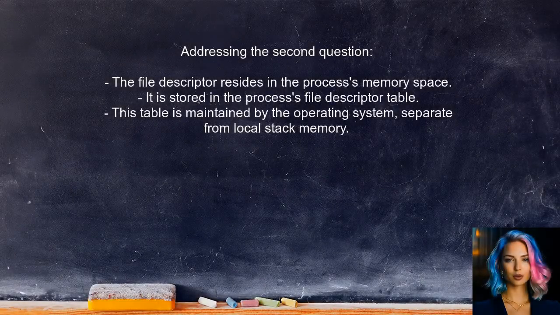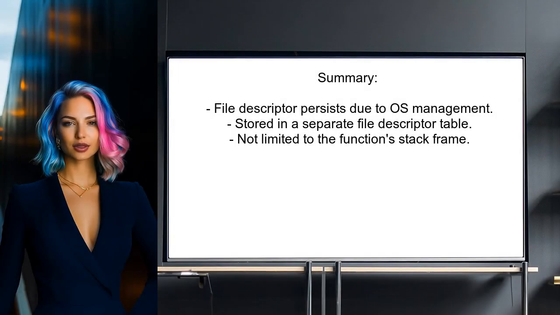Now, regarding the user's second question, the file descriptor resides in the process's memory space, specifically within the process's file descriptor table. This table is maintained by the operating system and is separate from the stack memory used for local variables. In summary, the file descriptor persists after the function call because it is managed by the operating system, and it is stored in a separate file descriptor table rather than being limited to the function's stack frame.